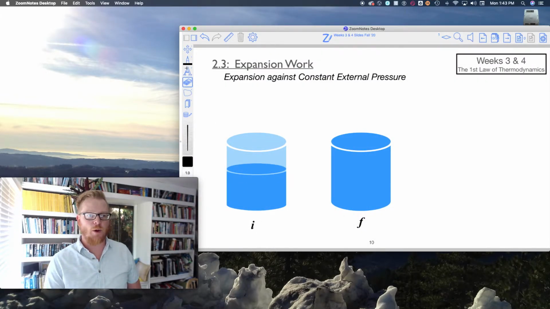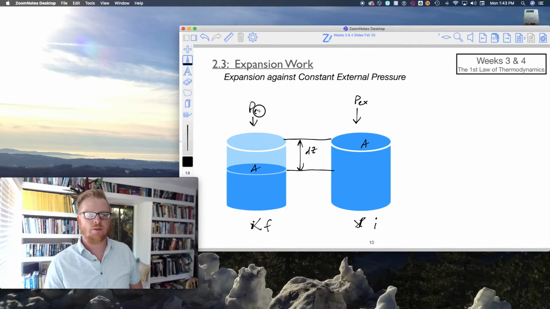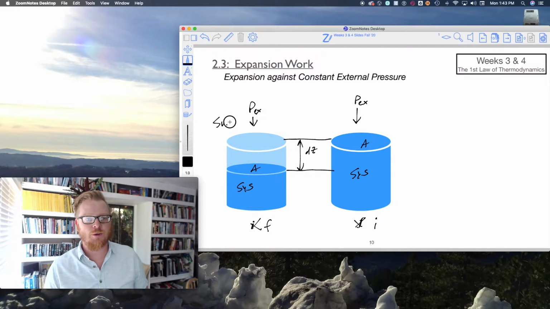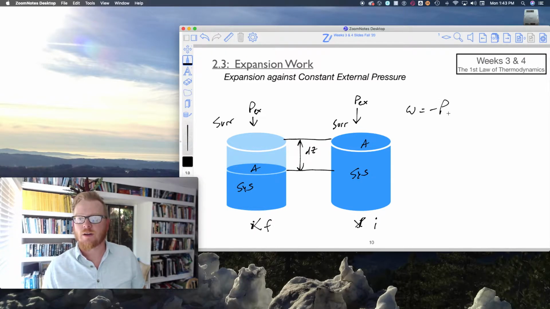So now let's suppose, okay, let's get rid of that. Let's call this the initial and this the final. So we still have the same thing going on. This is dz, this is a, this is a. There's some constant external pressure that's the same from initial to final, right? Because it's really due to the pressure of the surroundings. And that equation said negative P external times delta V, which we know is negative P external times V final minus V initial.